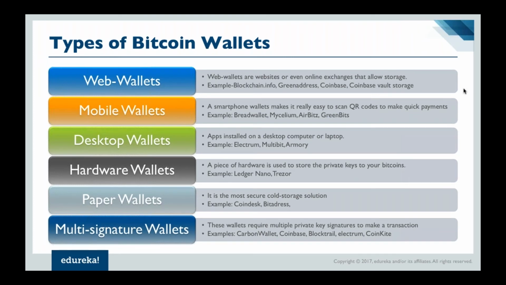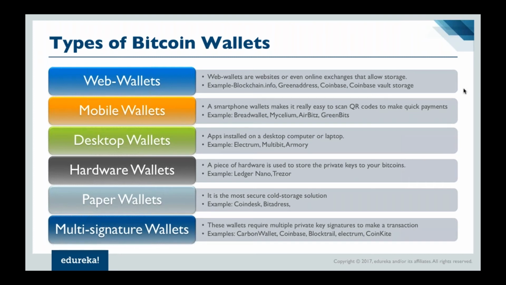Private key and public key, it's a key pair, and you can keep that paper securely locked in a storage at your home or in a bank. So that's the most secure way of storing Bitcoin wallets. So paper wallet is the most secure one.